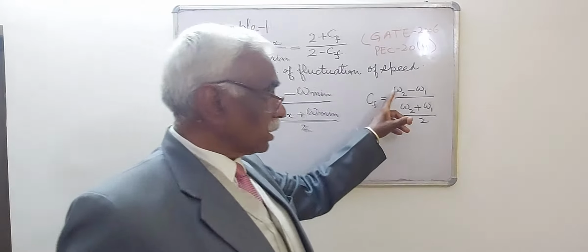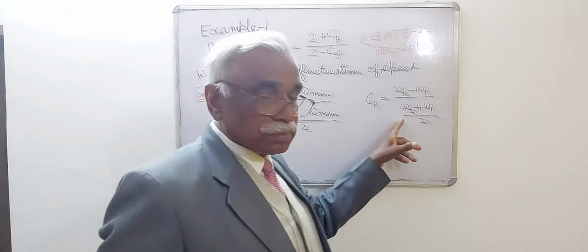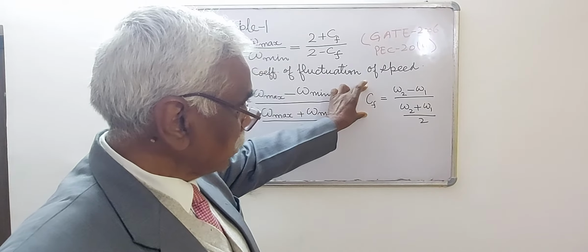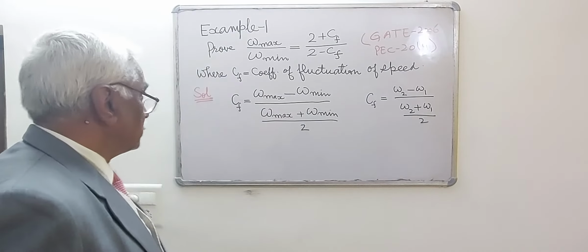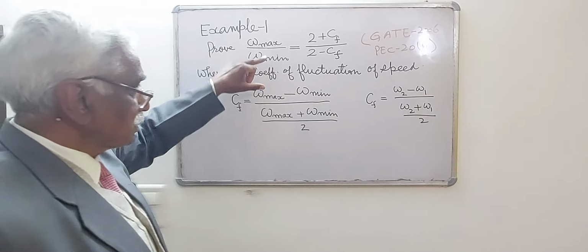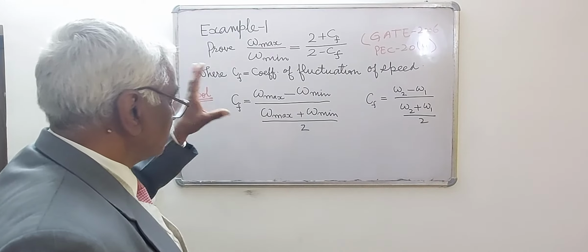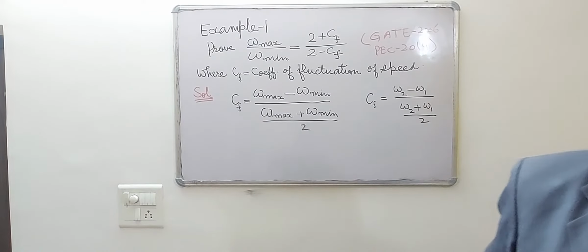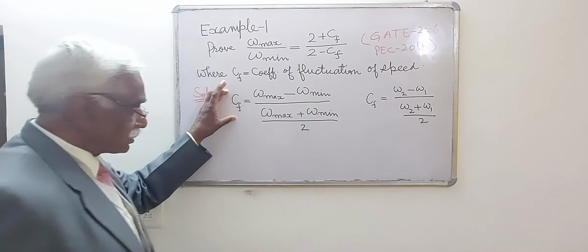But what is omega 2? It is the maximum speed of the flywheel. Omega 1 is the minimum speed of the flywheel. Omega 1 plus omega 2 by 2 is the average speed of the flywheel. So this ratio is known as coefficient of fluctuation of speed. I mentioned it in the earlier class. In the exam, the problem was given like this: prove that omega max divided by omega minimum is equal to 2 plus CF divided by 2 minus CF, where symbols have their usual meanings. The question was asked in the GATE examination as well as in the PEC examination in the year 2014.